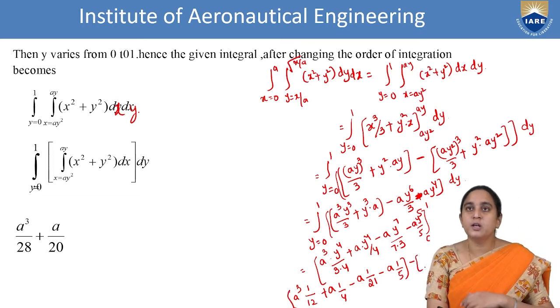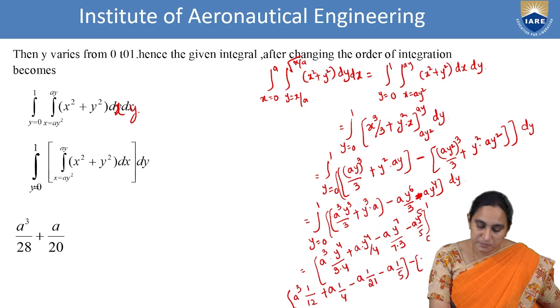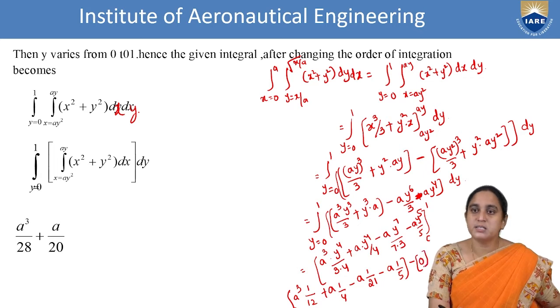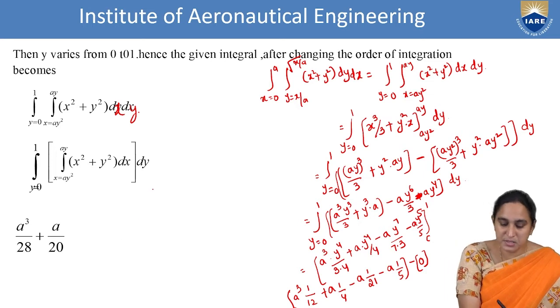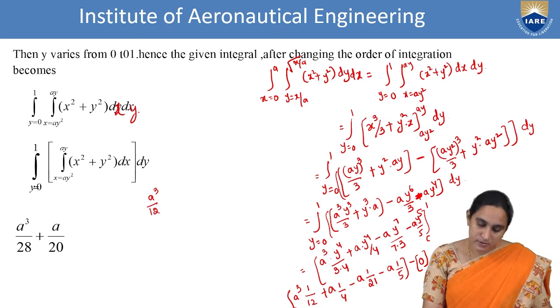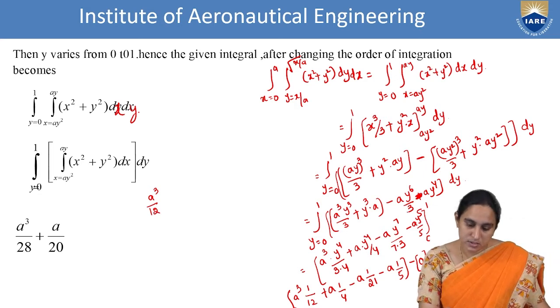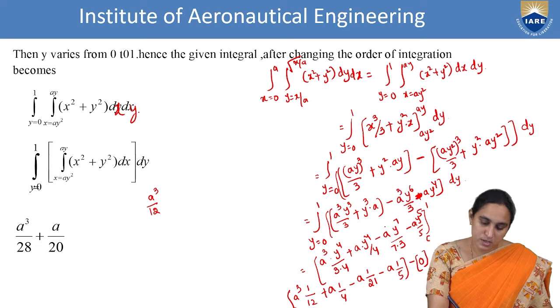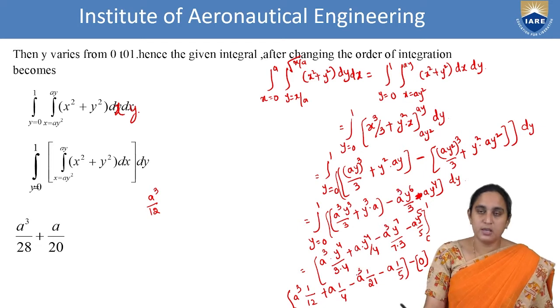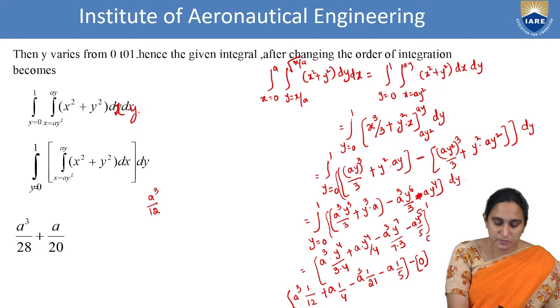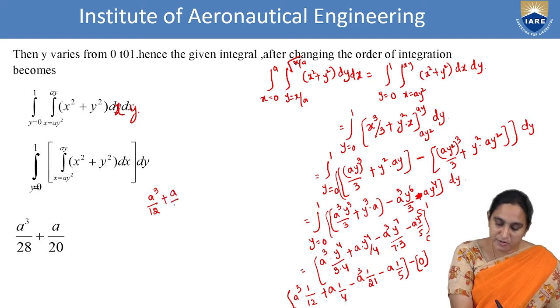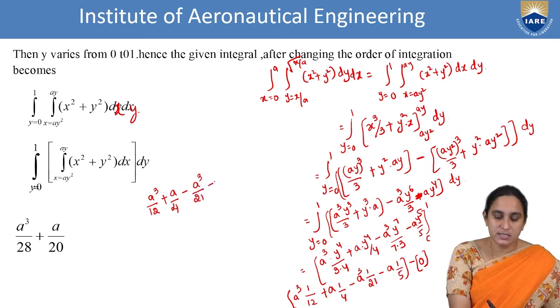Minus, if you substitute the lower limit, that is 0, after substituting in place of x's, it is completely 0. From that, the next step is here: a cube by 12. Wait, any mistake here? A cube and there also a cube, right? That is a cube by 12 plus a power 4 minus a cube by 21 minus a by 5.